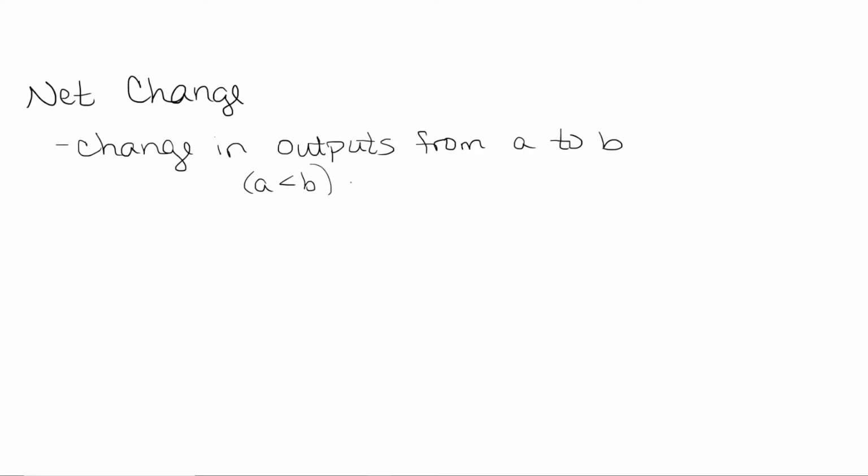Another thing we can look at related to functions is net change. The net change is basically the change in outputs from an input A to an input B, where A is less than B. In symbols, that is f of B minus f of A. It essentially looks at how much the outputs have changed between two inputs.